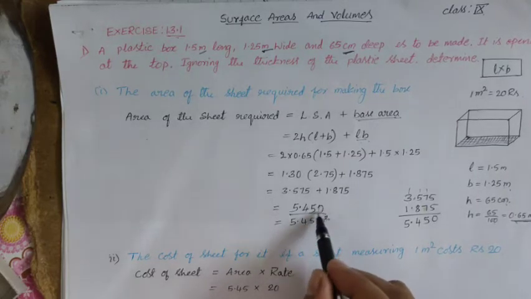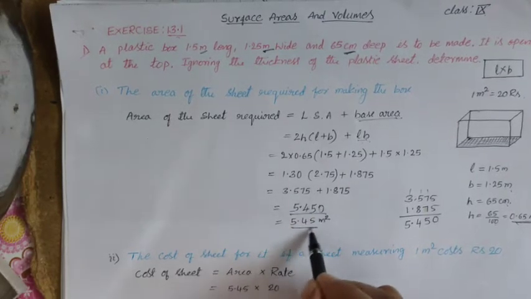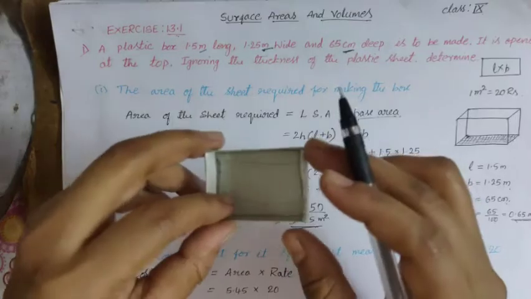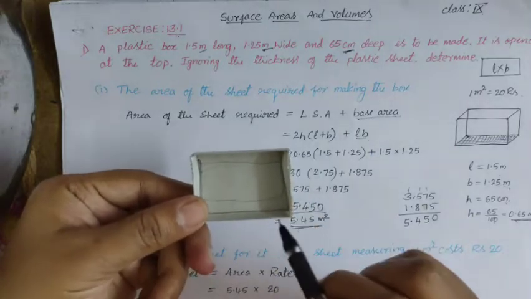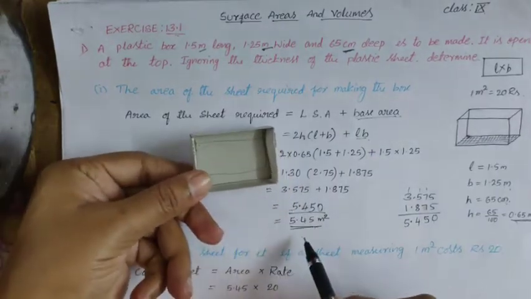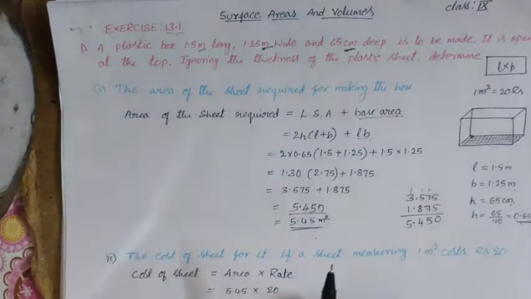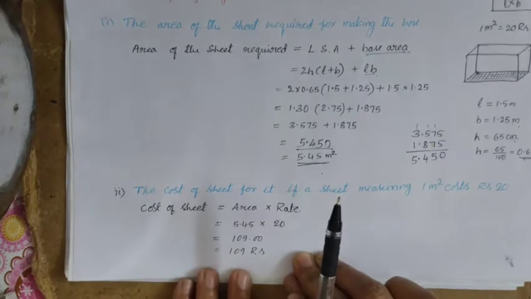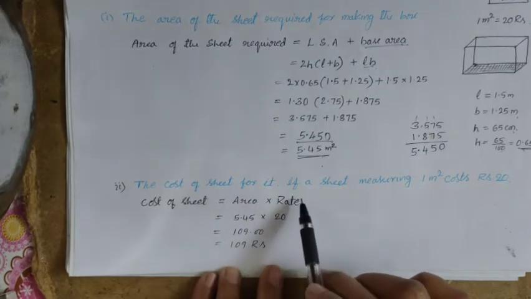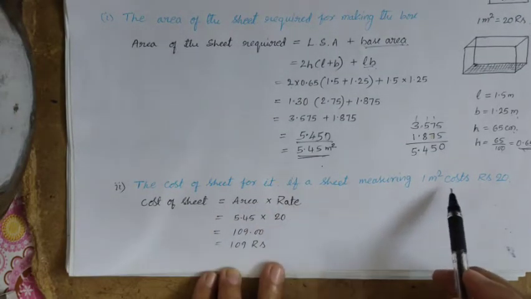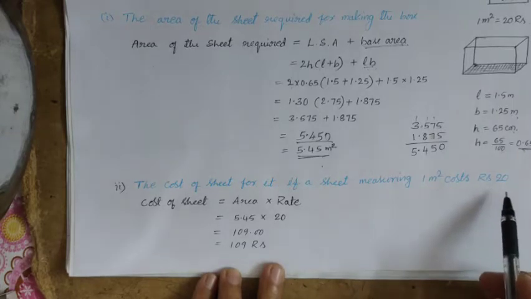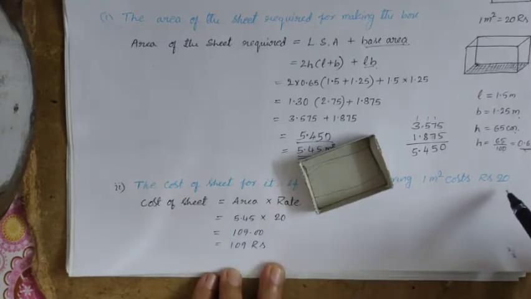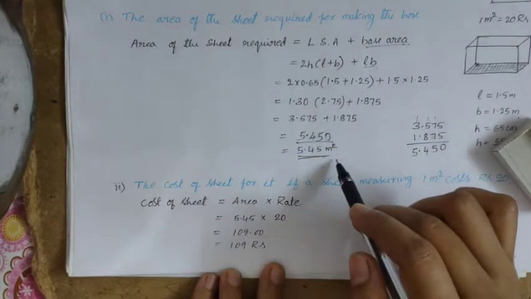5.450. If you neglect this 0, then we get 5.45 meter square. So the area of this opened cuboid box will be 5.45 meter square. Now we have to find the cost of the sheet for it. If a sheet measuring 1 meter square costs 20 rupees, what is the cost of 5.45 meter square?